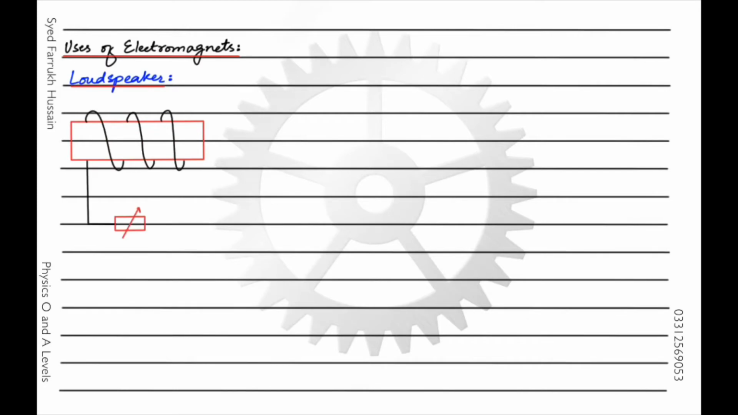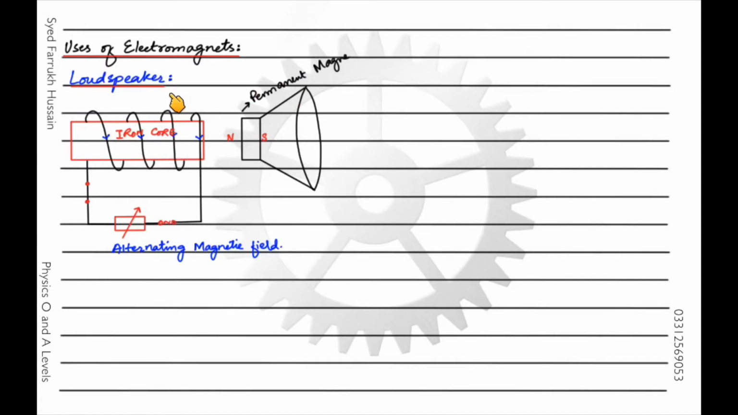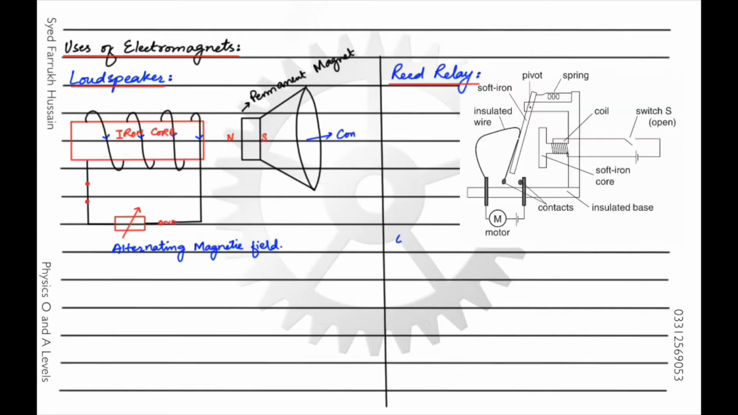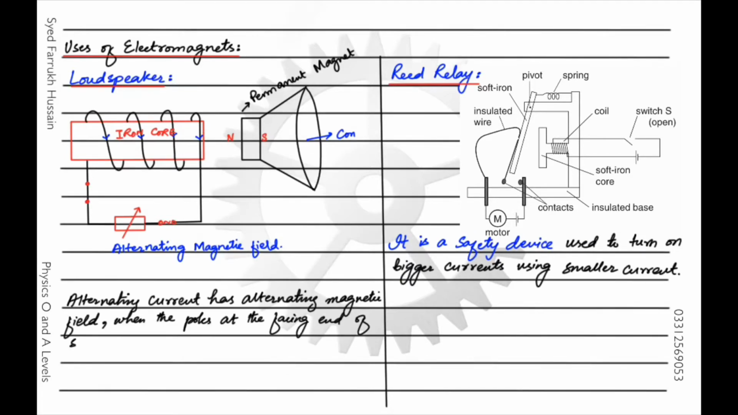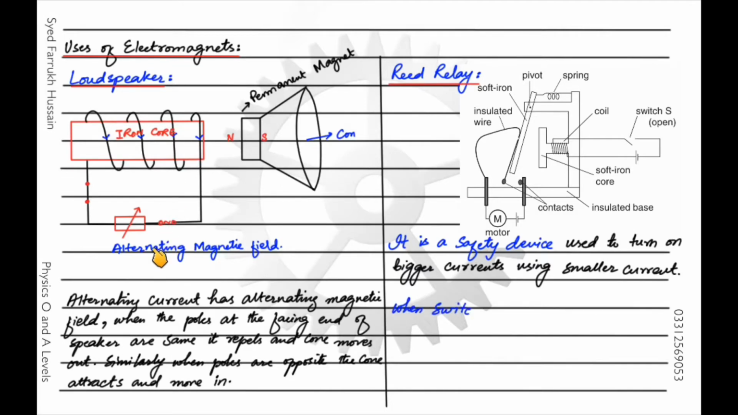Let's discuss some uses of electromagnets. There are three applications that are part of your syllabus for the use of electromagnets. One is loudspeaker, the other one is relay, and the third one is circuit breaker. Now starting from loudspeaker, loudspeaker has two magnets. One is a permanent magnet and the other one is a temporary magnet, which is electromagnet. And the electromagnet is actually made by connecting it with the alternating current supply.